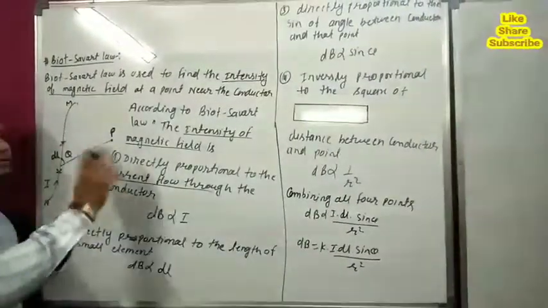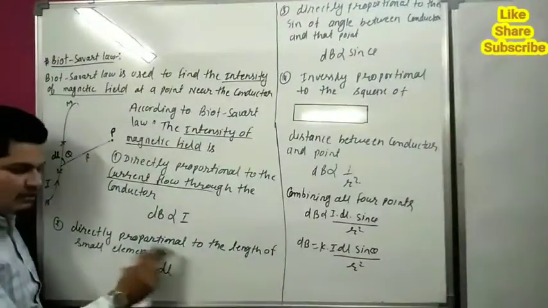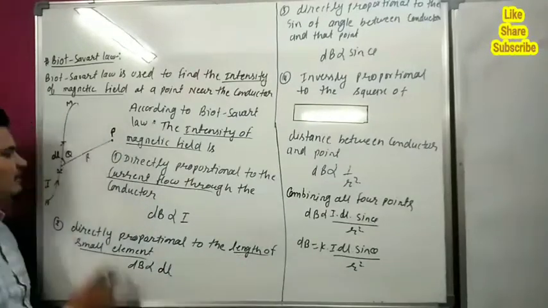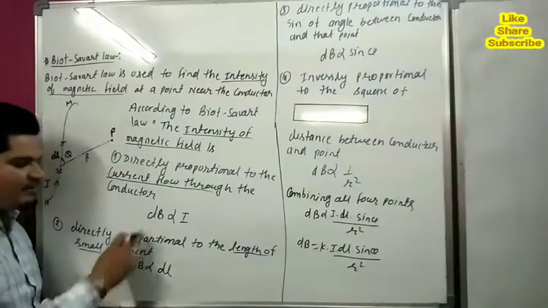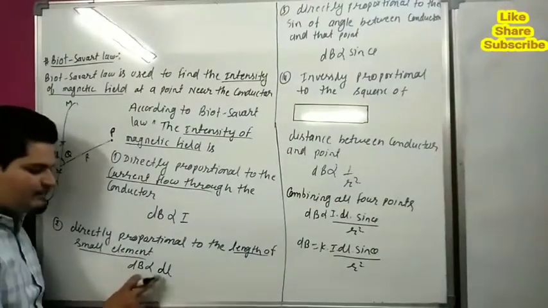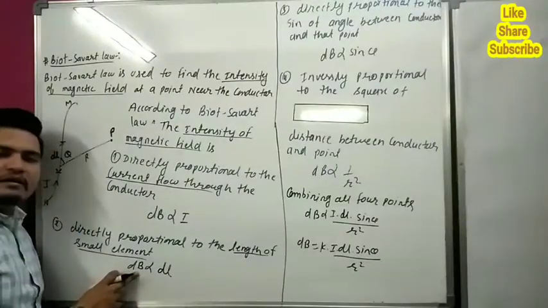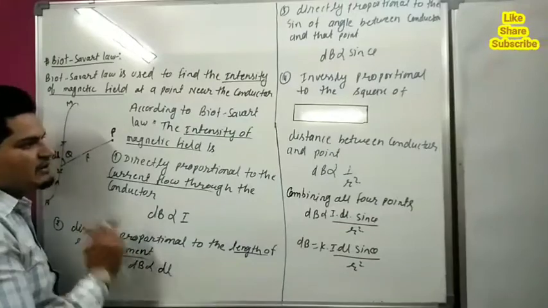According to the Biot-Savart law, the intensity of magnetic field is also directly proportional to the length of the small element. This is the small element dl. So dB, the intensity of magnetic field, is directly proportional to dl, the length of the small element.